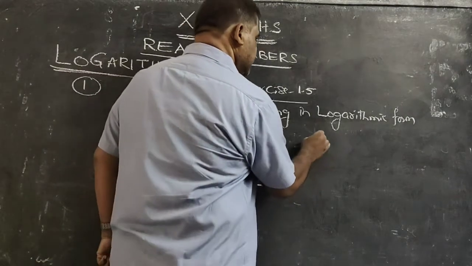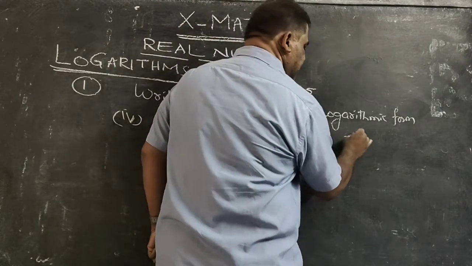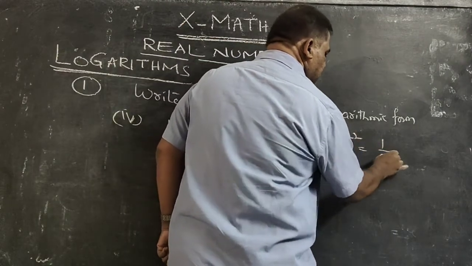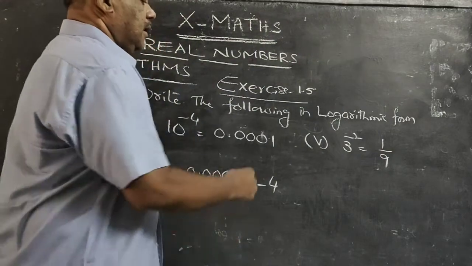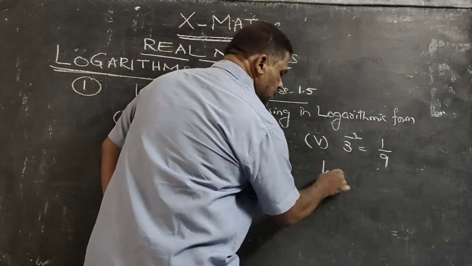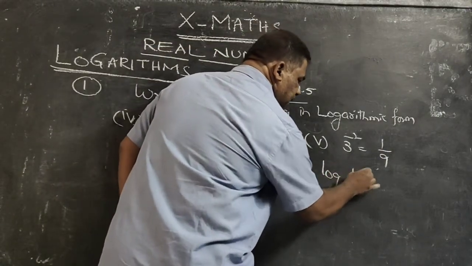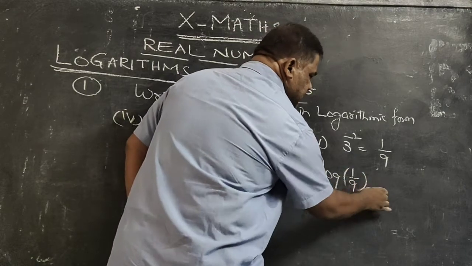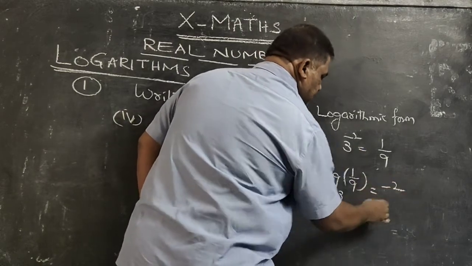Next, the fifth one, 3 to the power minus 2 is 1 by 9. Now apply logarithm. Logarithm of 1 by 9 to the base 3 is equal to minus 2.